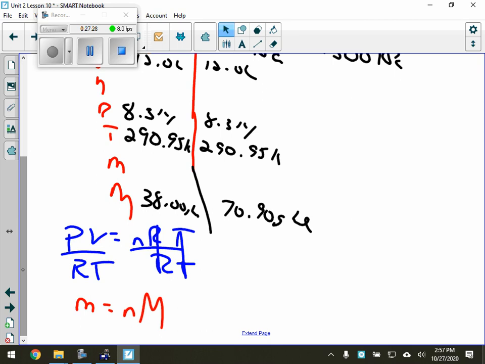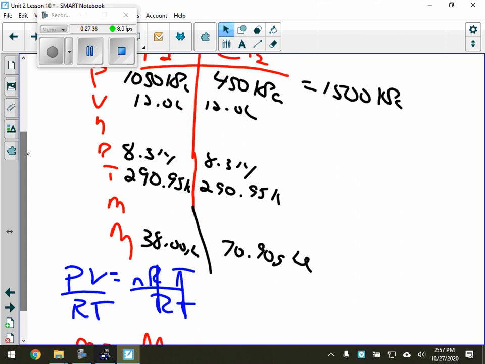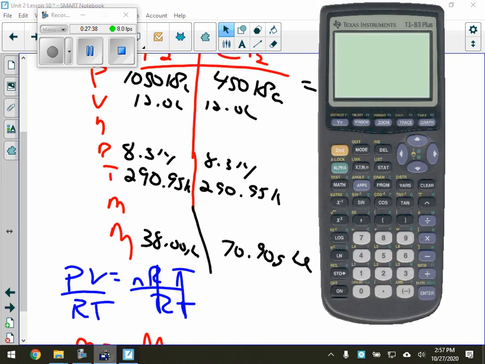So calculator, let's go over here. Let me just move this up here a bit. There we go. And we're going to use this. So P times V, 1050 times the volume, 12, divided by 8.314 and 290.95. And I get 5.2021 moles.